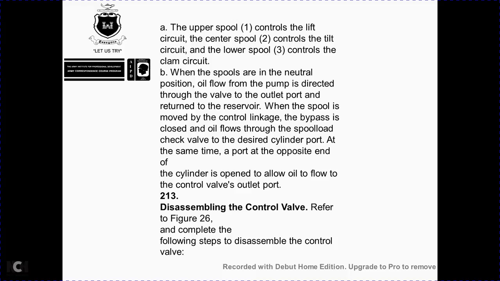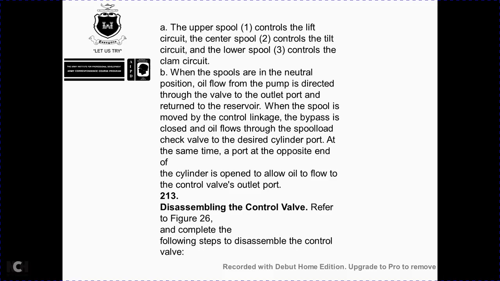The spool in the neutral position opens the oil flow from the pump through the valve. The outlet port returns oil to the reservoir. The spool is moved with the control linkage. The bypass is closed, and oil fills the spool loaded with the check valve at the cylinder port. At the same time, the port at the opposite end of the cylinder is open to allow oil to flow to the control valve outlet ports.